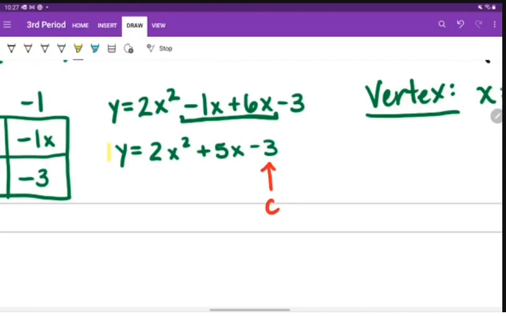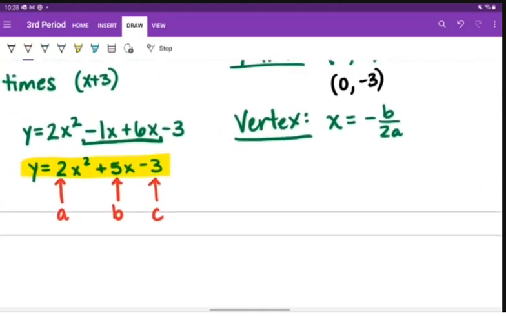So we're looking at this standard form. And Jaden already found C for us. Can you find A and B? Perfect. So it's just the numbers in the front. Whoops. We're not looking at the x's themselves. We're just looking at the numbers. So A is 2, B is 5, and C is negative 3.